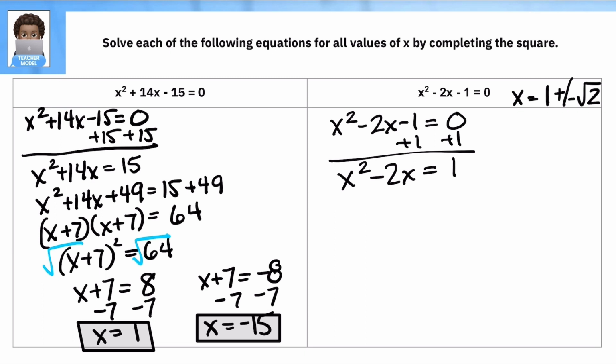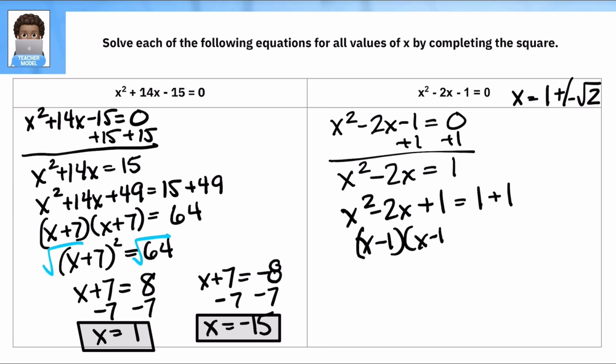Now we're going to find half of negative 2, which is negative 1, and square that, and that would be positive 1. So x squared minus 2x plus 1 is equal to 1, and we're going to add 1 on this side as well. The reason we wanted that is so we can create x minus 1 times x minus 1, which is now equal to 2, or x minus 1 squared, which is equal to 2.